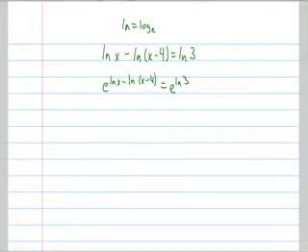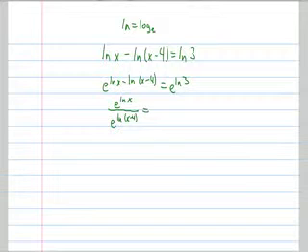And what this does for me, first off, I can rewrite this one. I'm subtracting exponents, which means this would look like division. So I would have e to the natural log of x all over e to the natural log of x minus 4. Check your exponent rules if that confused you at all. That equals e to the natural log of 3.